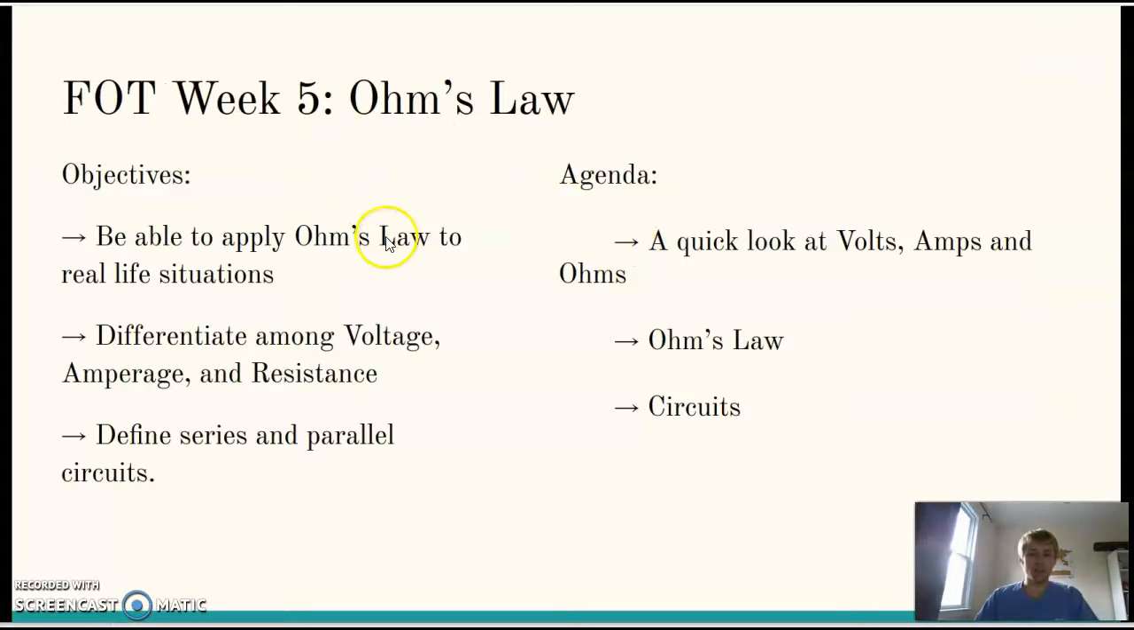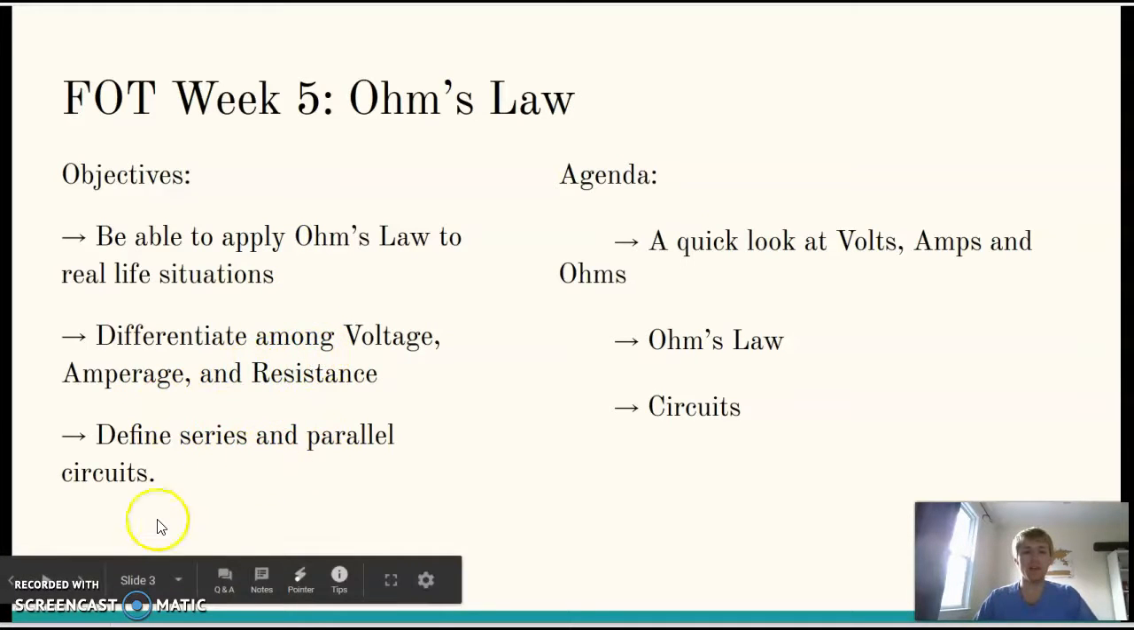Anyway, let's talk about actual learning stuff here, because that's why you're all watching this video. What are we doing in this class? So we're going to be applying Ohm's law. We'll talk about what that is. We're going to be differentiating among voltage, amperage, and resistance. You should already have done that, but I'll go over it again. And we'll talk about parallel and series circuits.